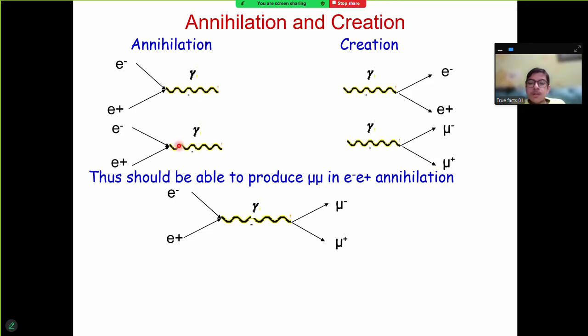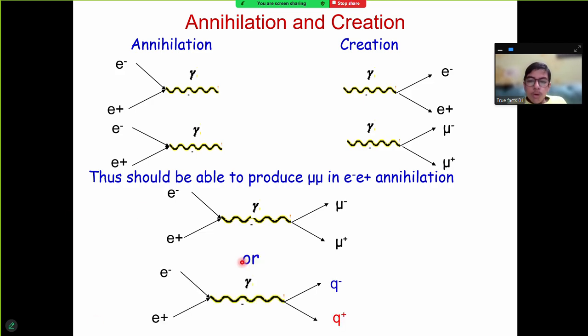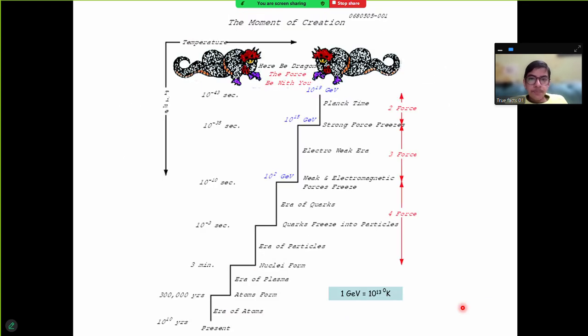From annihilation of both of these, we should be creating new particles. I think it's not working again. The annihilation of e negative and e positive through gamma radiation should be creating quark and antiquark. So e negative plus e positive energy must be greater than 2mc squared. This is the moment of creation.